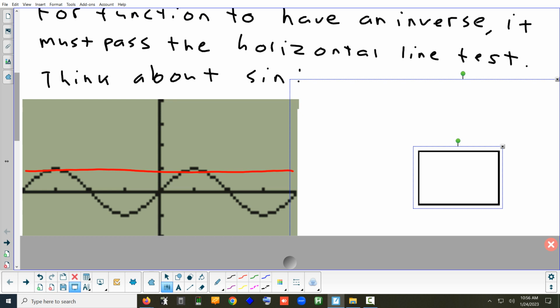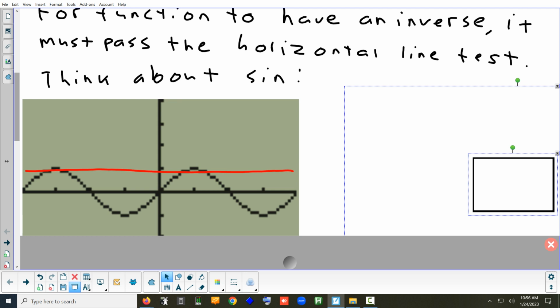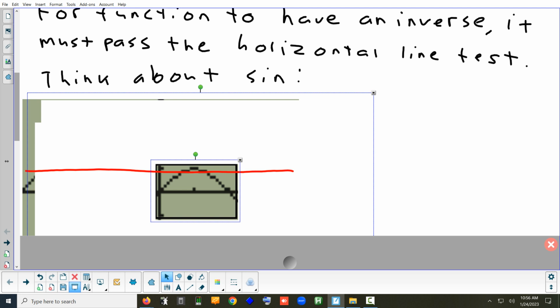So what we're going to do is, instead of looking at the entire function, we're only going to look at part of it. We're going to try to find a section of the sine graph that does pass the horizontal line test. And we're going to use that section to base everything on inverse sine. Let's try it. Say right there. Does that section pass the horizontal line test? No. Remember, each tick mark here represents 90 degrees. So this is 0, 90, 180, 270, and 360. That's one full cycle. So that's about 0 to 180.